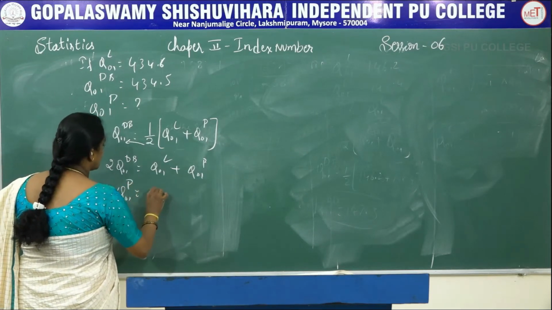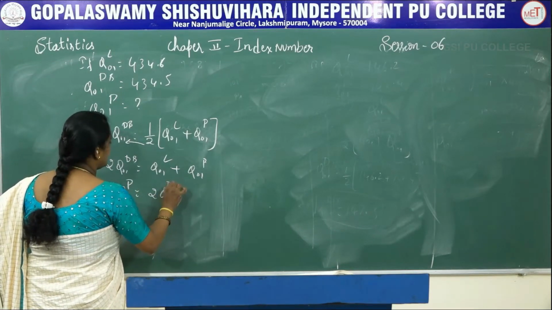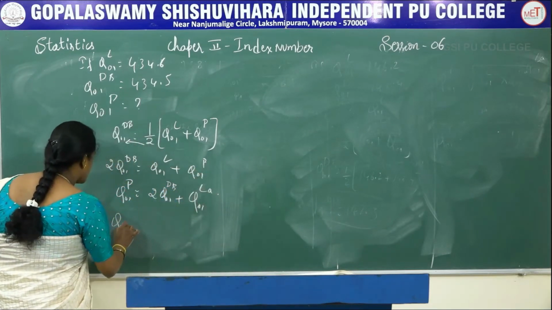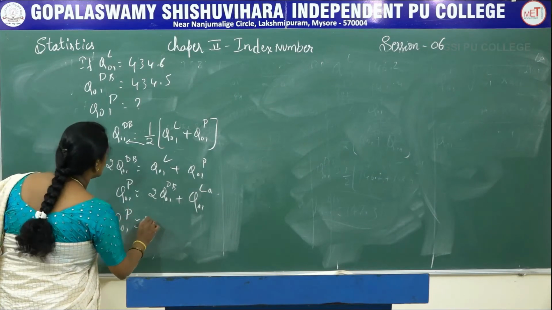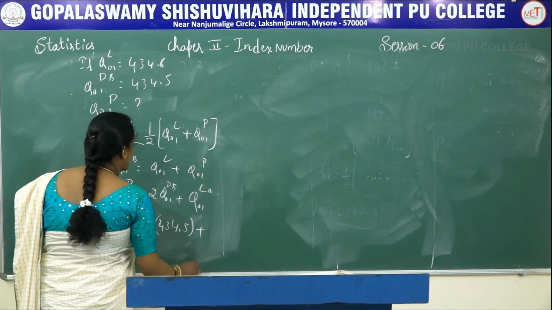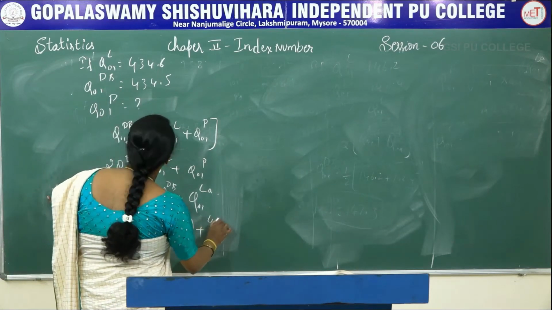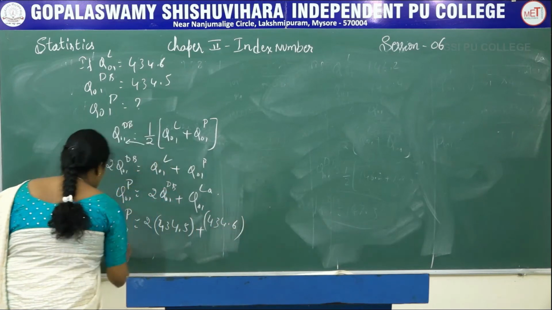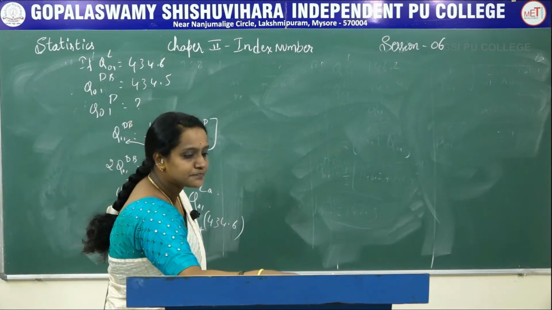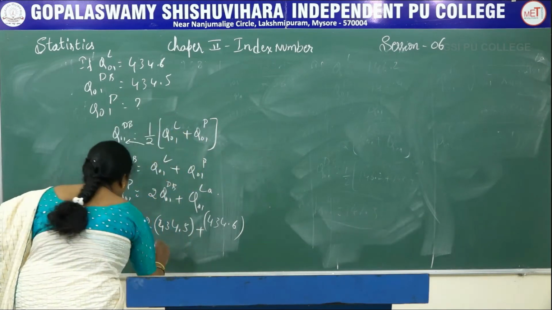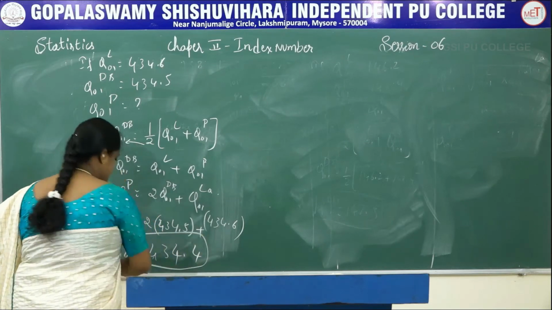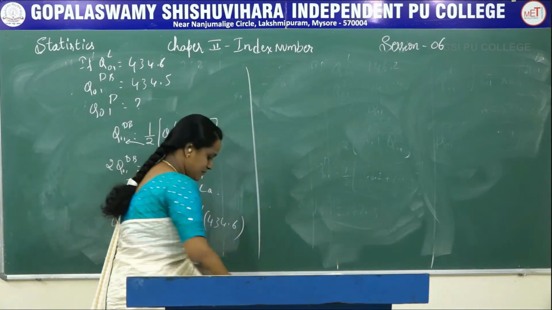Here we want to find Paasche's, so I'll rearrange this. Q01 of Paasche's is equal to 2 times Q01 of dB minus Q01 of Laspeyres. So Q01 of P, that is Paasche's, is 2 times 434.5 minus 434.6. So Q01 of Paasche's is equal to 434.4. And the next one.